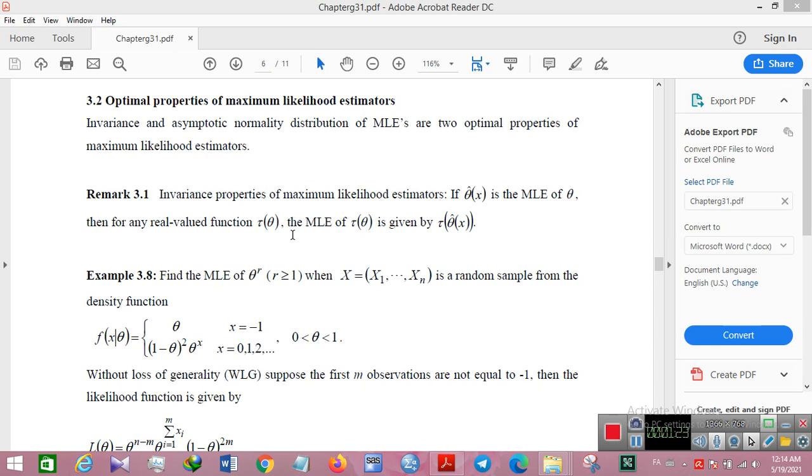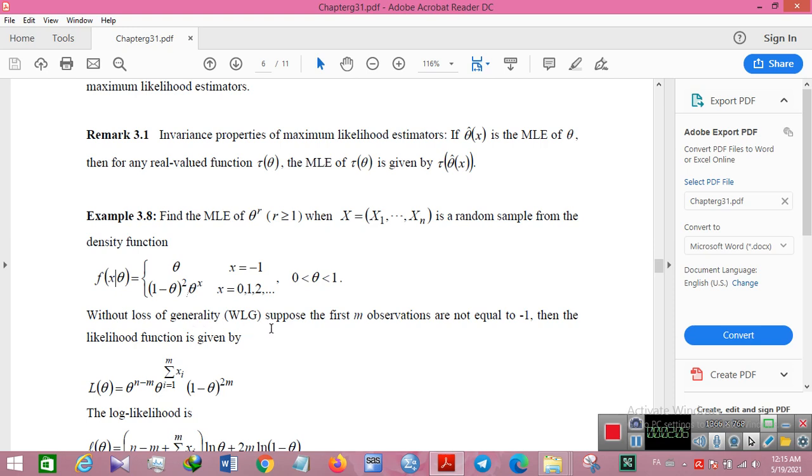So it is a very nice property because it helps the statistician to find the MLE of any real valued function without looking for the form of the function. For example, we want to find the MLE of theta r based on the random sample x1 to xn from a discrete density function, that one.